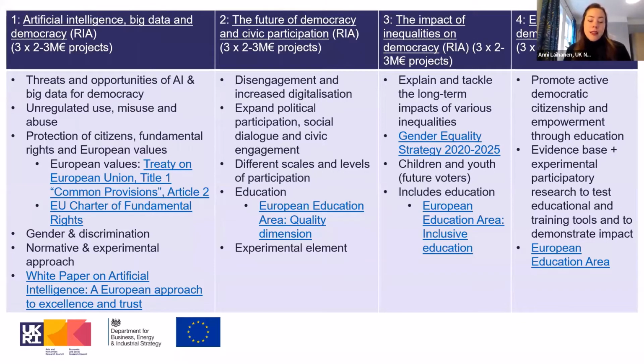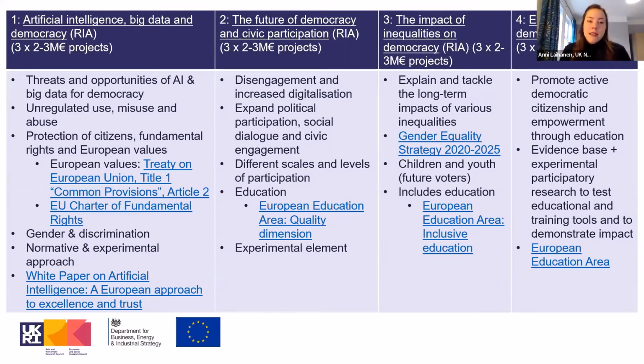So I will briefly present the 9 currently open call topics. I do remind you that there is a Q&A session after these next 2 slides, so please do post your questions in the Q&A as we go along. The first topic is on AI, big data and democracy. This is a research and innovation action, and it's expected that 3 projects will be funded.